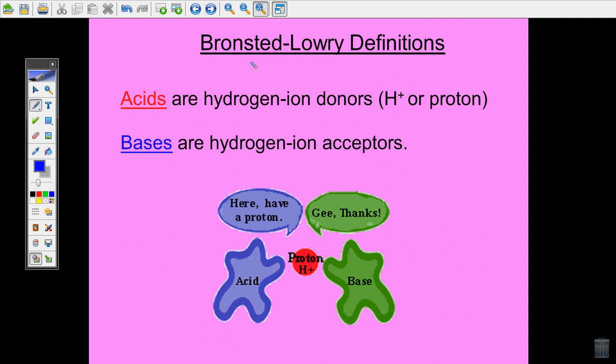Now Bronsted-Lowrys are a little more complicated. Acids are hydrogen donors or proton donors. I call them proton donors because basically that's what hydrogen is, just a proton. Bases are hydrogen or proton acceptors. Okay, so the acids are giving away a proton, bases are accepting them.